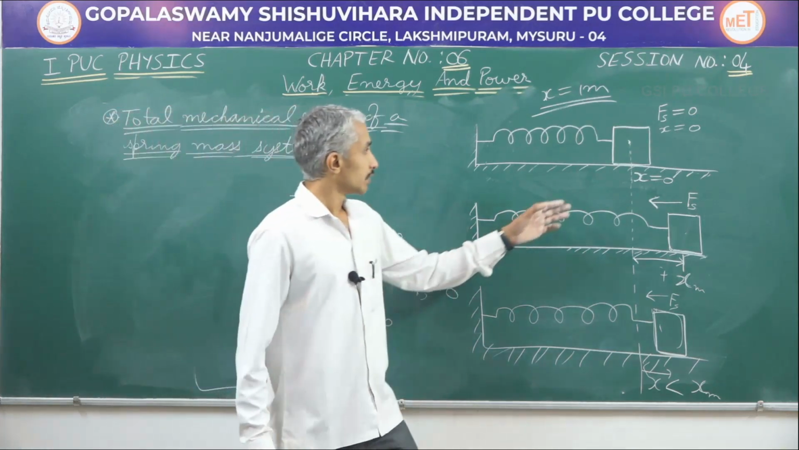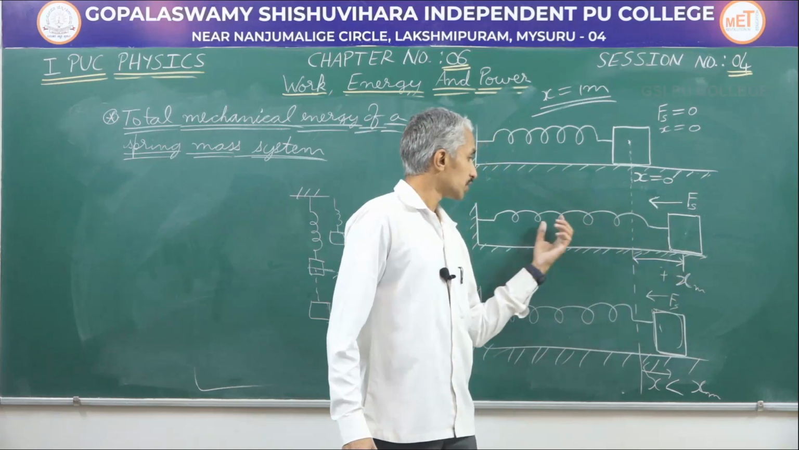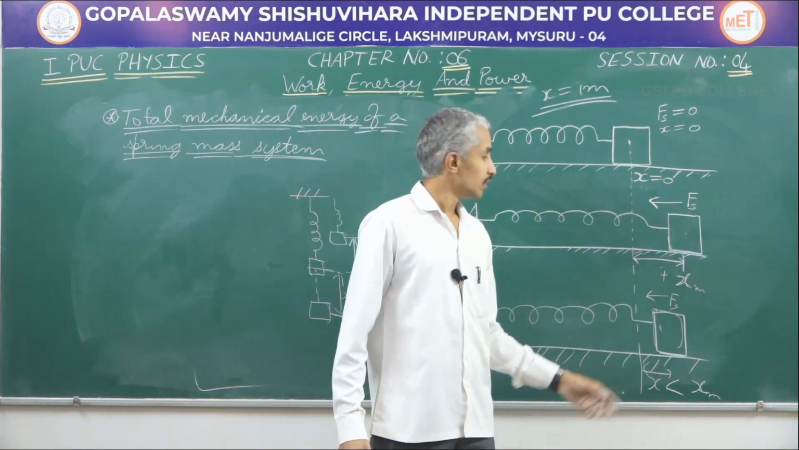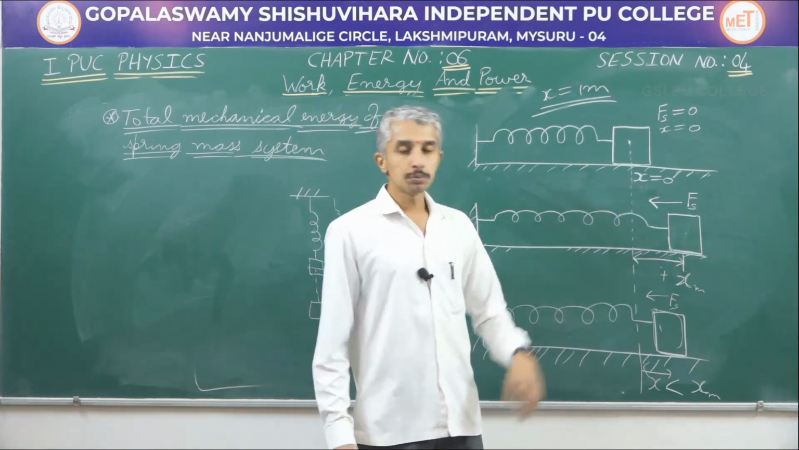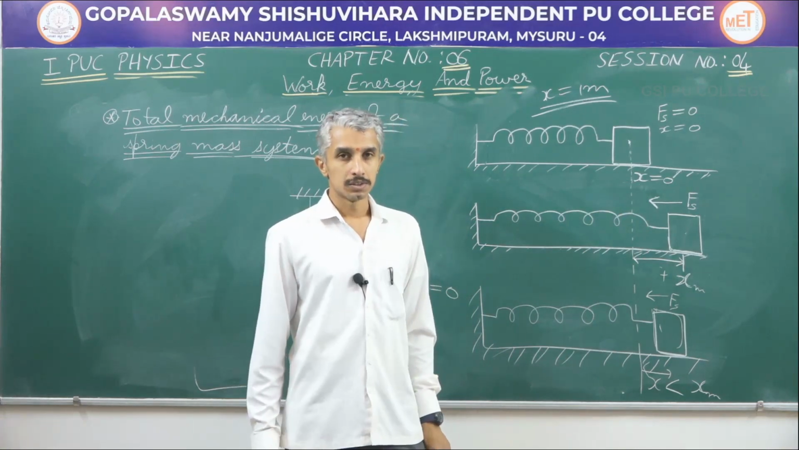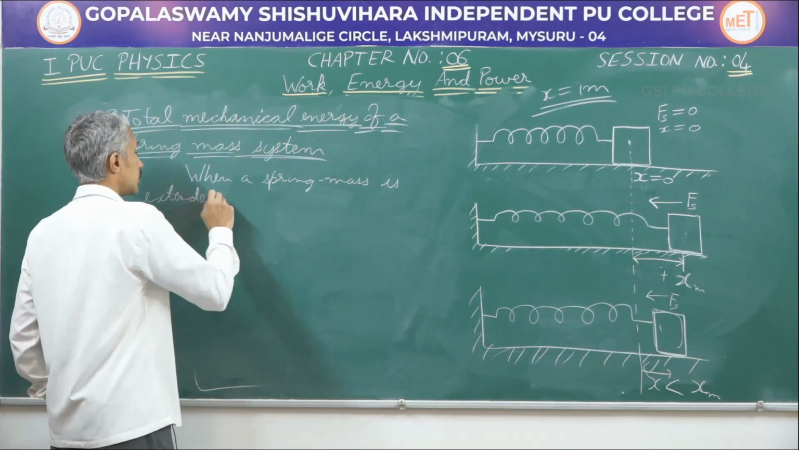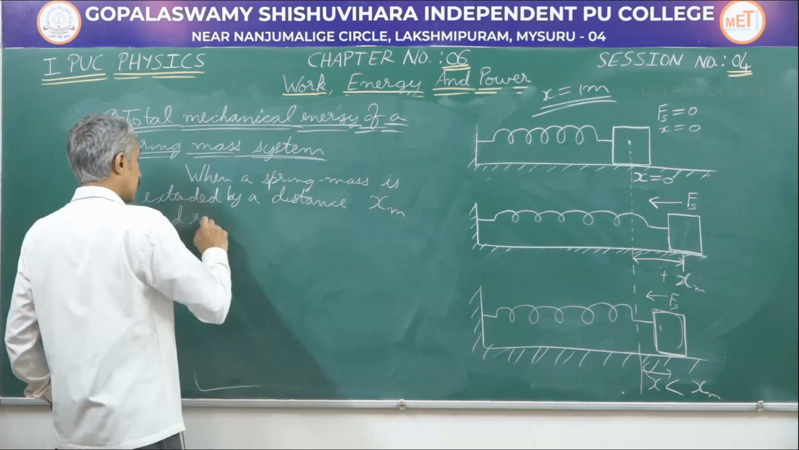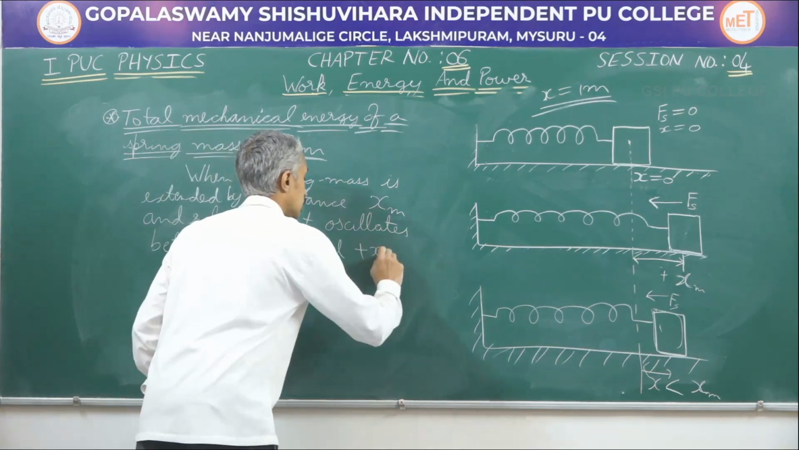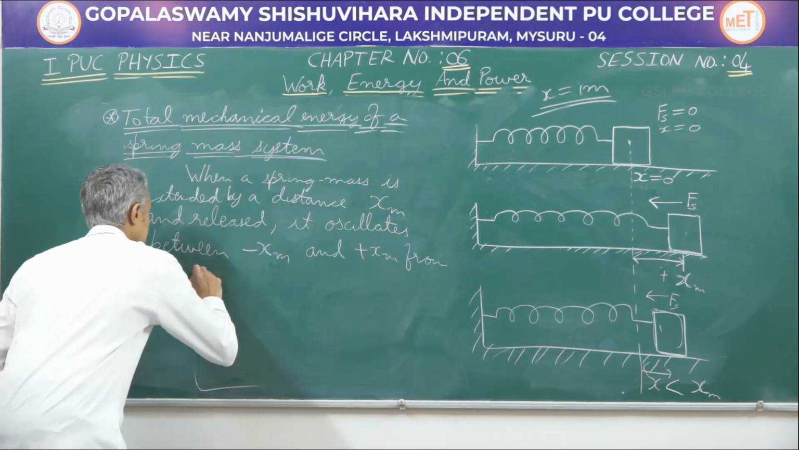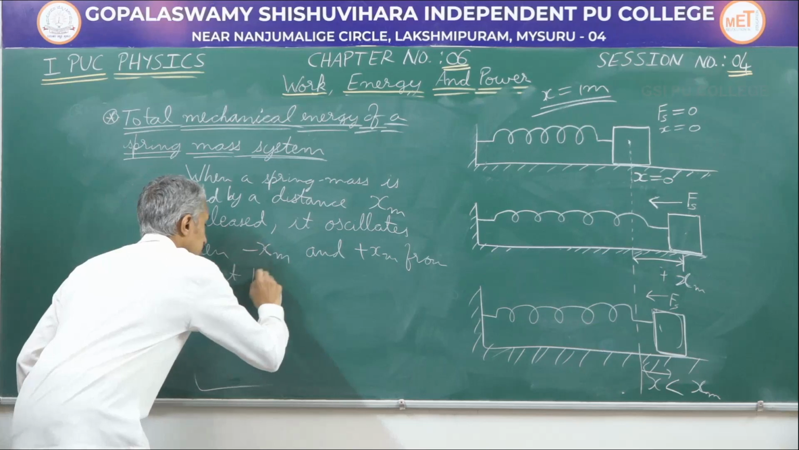The same is applicable even in the case of a horizontal spring. Pull it by an extension xm and release it, it oscillates between minus xm and plus xm. At the extreme positions, the energy is totally potential. At the mean position, the energy is totally kinetic. Now, let us see what is the total mechanical energy. When a spring mass system is extended by a distance xm and released, it oscillates between minus xm and plus xm from the mean position, or if you do not understand mean position, it is the rest position.